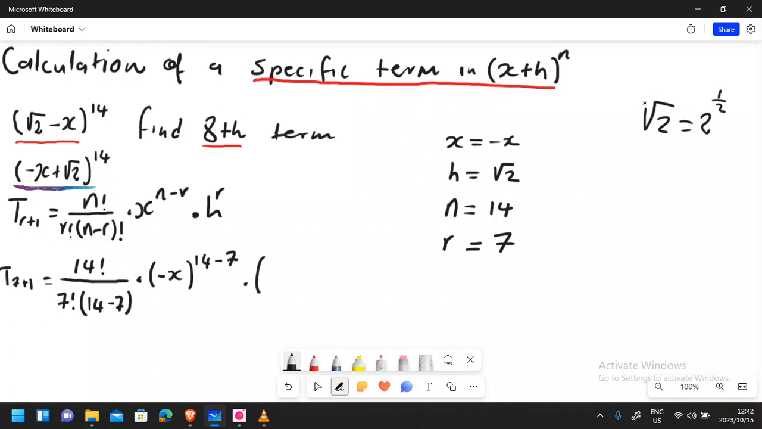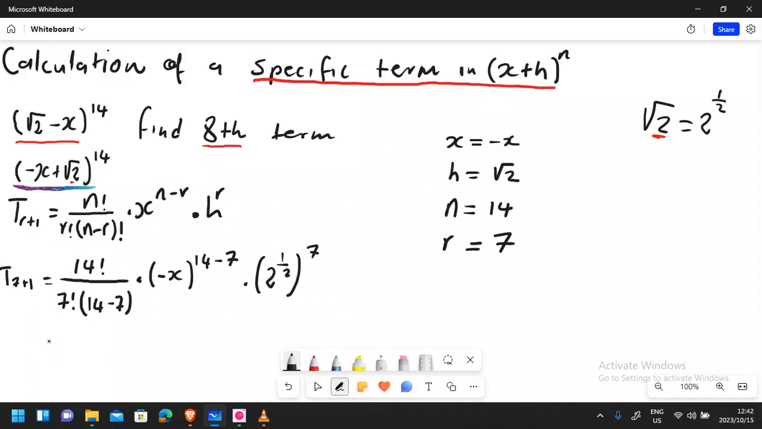Remember, the square root is the same as exponent half, so let's just do it that way. It's going to be 2 to the power of half. All right, so this is what I mean. This thing here is that thing there. Okay, please don't get confused. And then what is r? R is going to be 7.